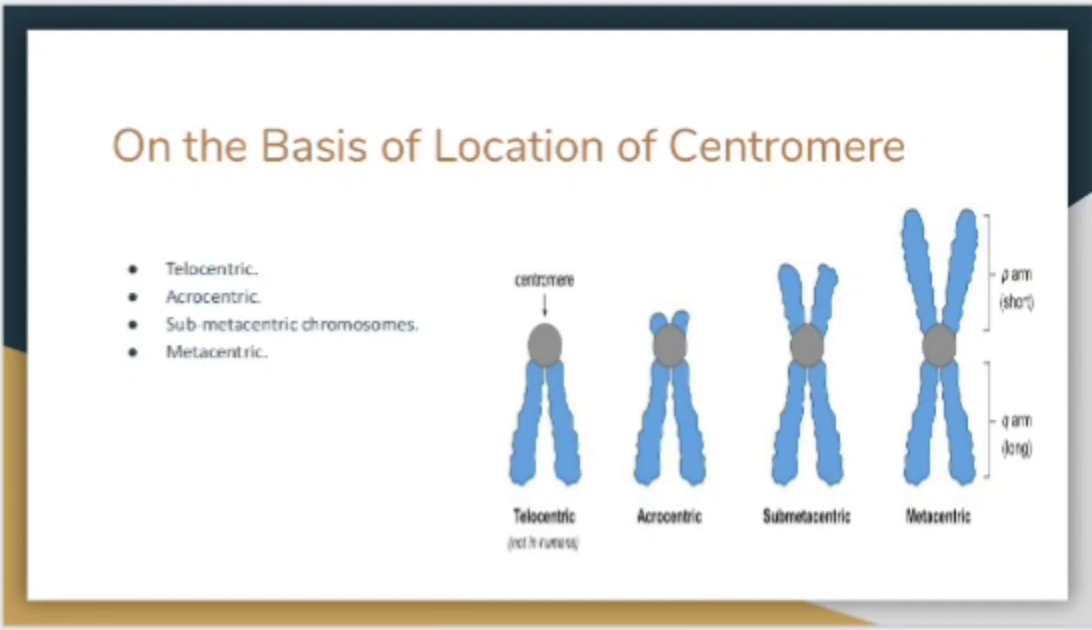Third one is submetacentric chromosome, which are with centromere slightly away from the midpoint, so that the two arms of the chromosome are unequal. And the fourth one is metacentric. Metacentric chromosomes are V-shaped chromosomes in which centromere lies in the middle of the chromosome, so that the two arms of the chromosome are almost equal in length.